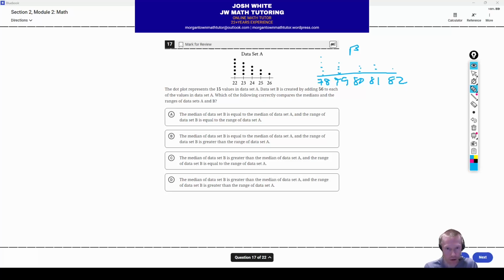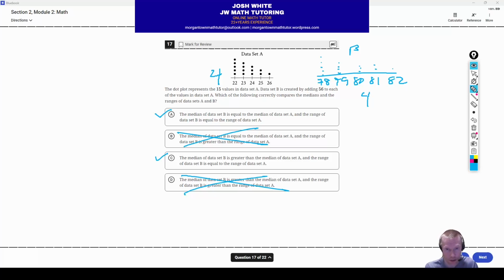So the ranges are going to be equal, because the range is just the difference between the highest and lowest value. That's 4 for the first one, 26 minus 22, and that's still 4 for the second one, 82 minus 78. So the range of B is equal to the range of A. That means we can keep this one, eliminate this, keep this one, eliminate this right off the bat. Now, when comparing the medians, i.e.